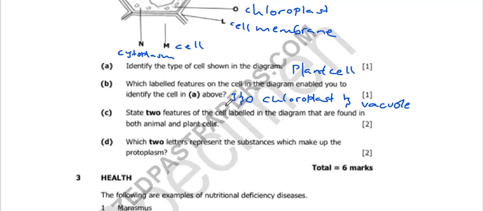State two features of the cell labeled in the diagram that are found in both animal and plant cells. So we've got the cell membrane in both the animal and the plant cell, and we've got the cytoplasm. So L and N, which are cell membrane and the cytoplasm.